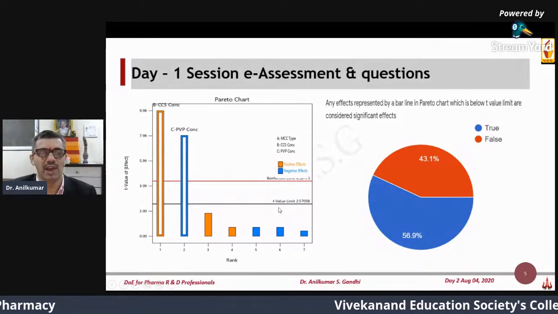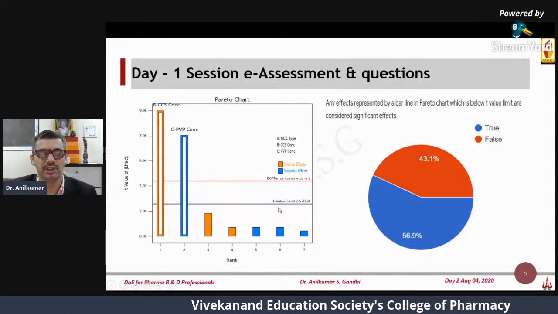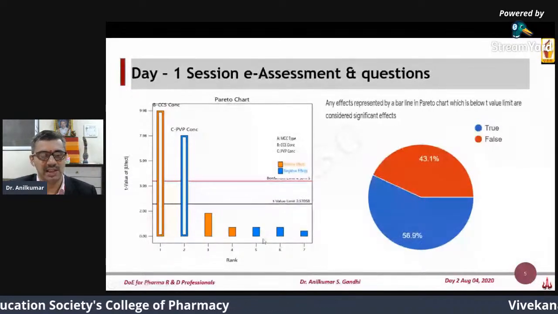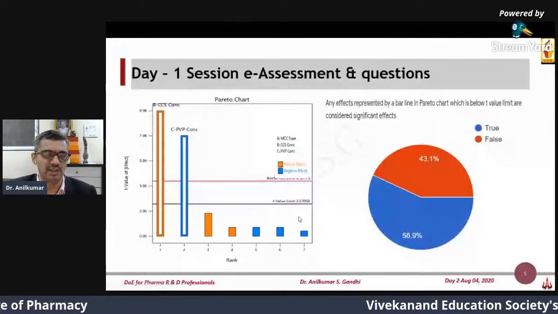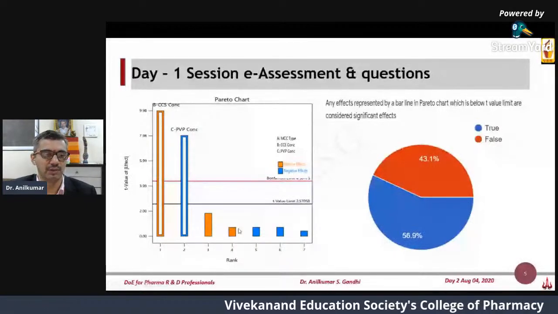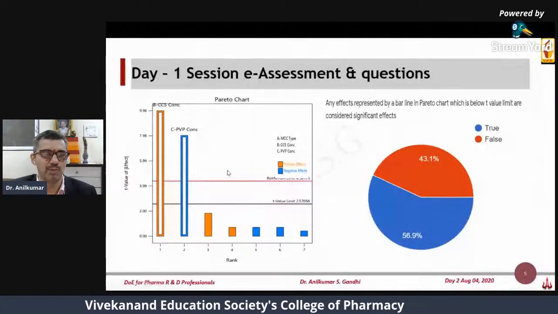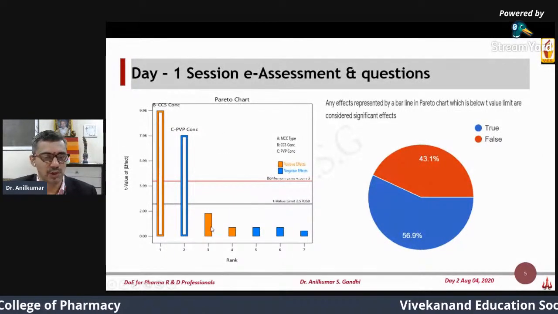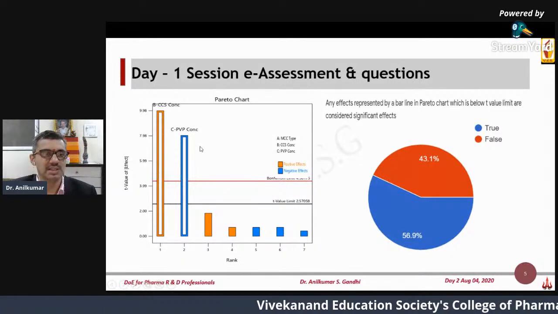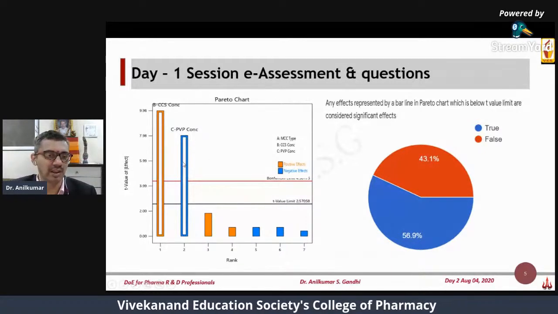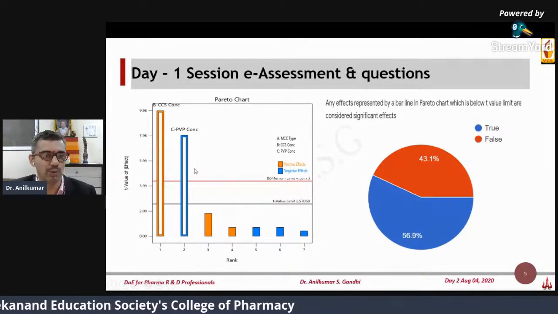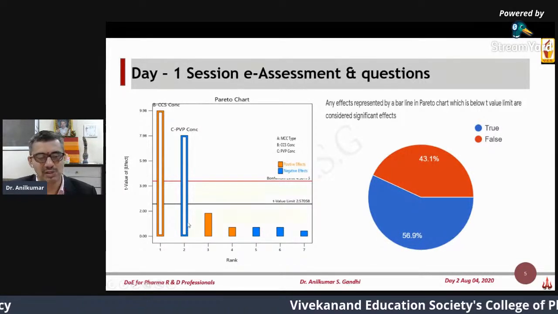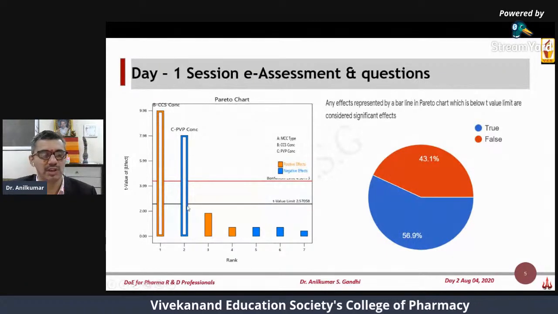This is the T value. You can see the T value limit here is 2.57. Any bars which are less than or which are below this T value are actually insignificant effect. And if you see in the Pareto chart, the insignificant effects are filled with solid colors, whereas the significant ones have a border and white inside, which is a kind of hollow bars. This is also one way to see it differentiated.